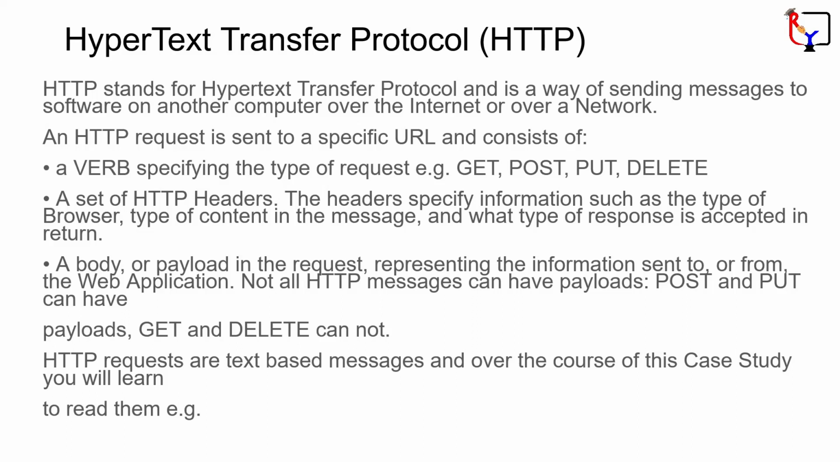Okay, an HTTP request is sent to a specific URL and consists of a verb specifying the type of request, such as get, post, put, and delete, and a set of HTTP headers. The headers specify information such as the type of browser, the type of content in the message, and what type of response is expected in return. I will explain what the body and the payload are. I already discussed JSON, what a JSON payload is, and what XML is. A body or payload in the request represents the information sent to or from the web application.